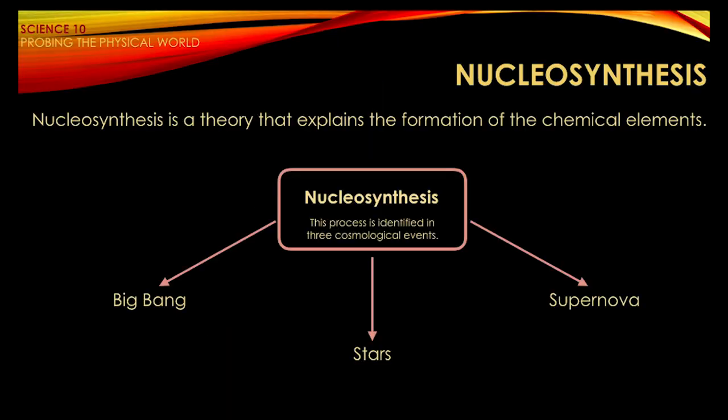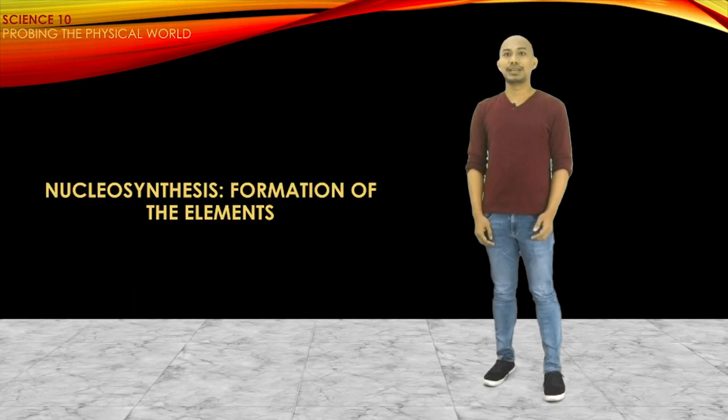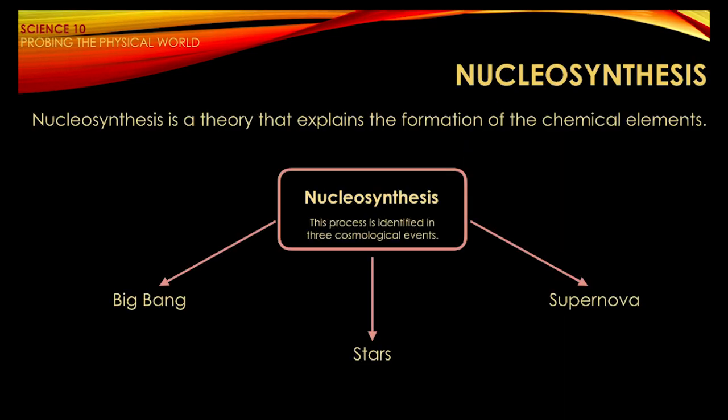Now, where do these chemical elements really come from? How were they created? These questions are answered when we study nucleosynthesis. This is a theory which explains the formation of the chemical elements that we know today. In the storyline of the birth of the universe, there are three identified cosmological settings where these elements were believed to have been created. These are the Big Bang, the stars, and the supernova.